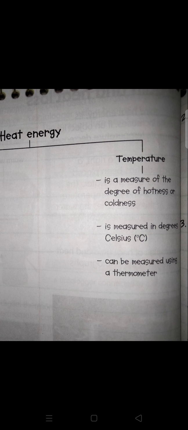Now there is a summary of the chapter: heat energy includes heat and temperature, and heat is caused when molecules in an object move faster, and the faster the molecules the more heat is produced, and if an object loses heat energy, its temperature decreases. And what is temperature? Temperature is the measure of the degree of hotness or coldness, and it is measured in degrees Celsius or Fahrenheit, and it can be measured using a thermometer.